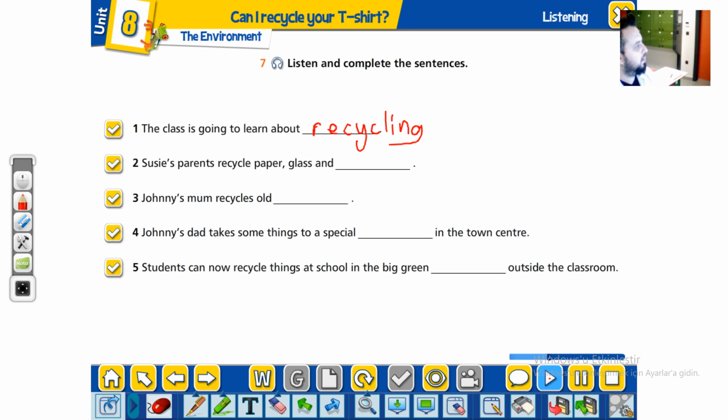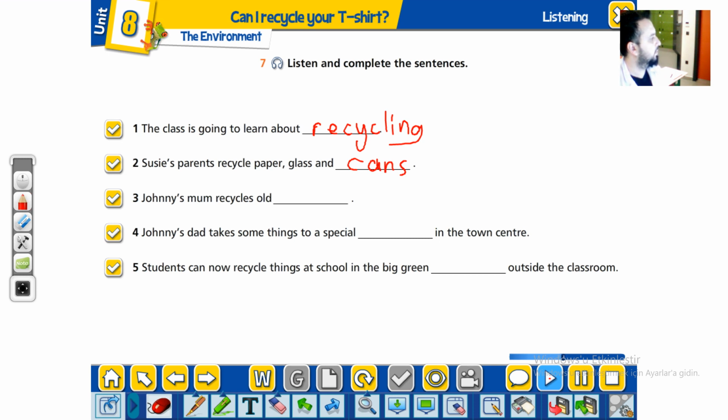My parents recycle paper, glass, and cans. Okay, Susie's parents recycle paper, glass and cans. Teneke kutuları da ne yapıyorlarmış? Geri dönüştürüyorlarmış. Let's check the third one. Done, Susie. What else can we recycle, Johnny?